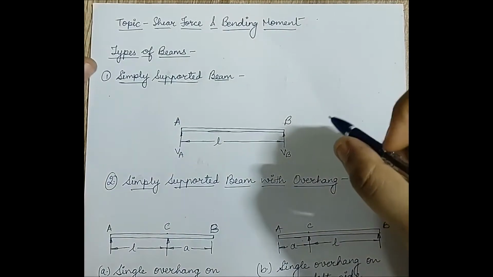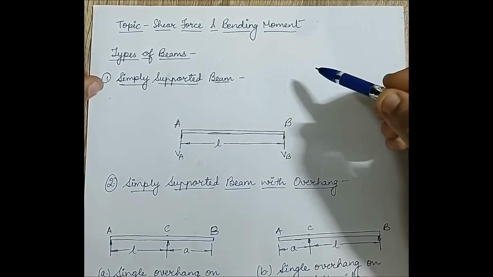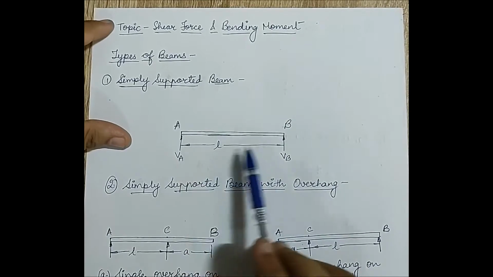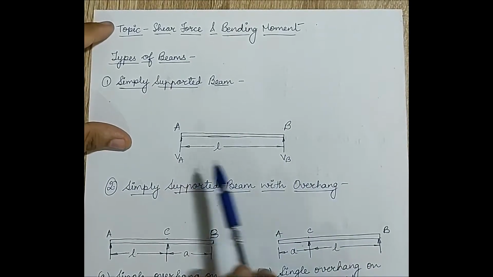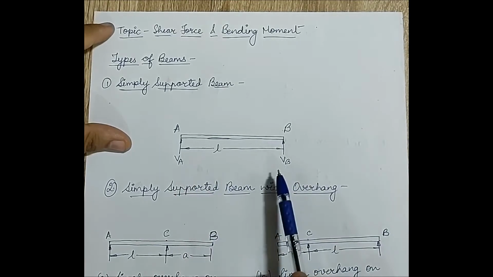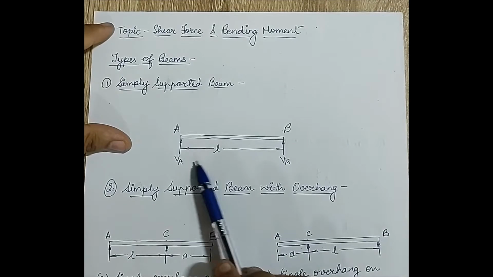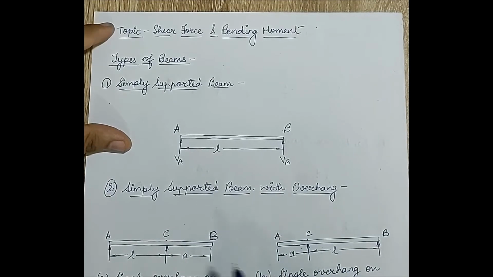First we will talk about the types of beams. The first type is simply supported beam. You can see over here AB is a beam. It is supported on both the sides by two reaction forces VA and VB. So this will be called as a simply supported beam because it just has two supports.